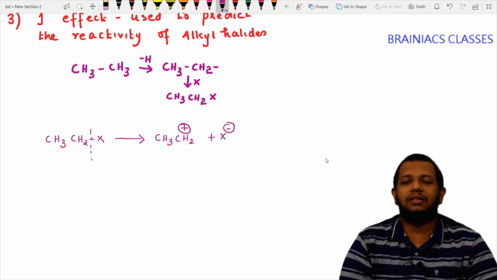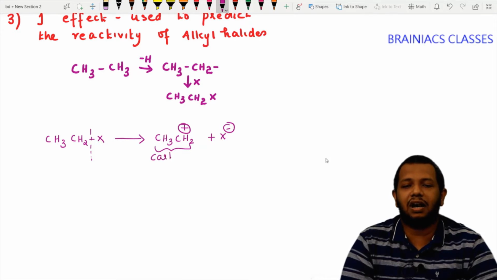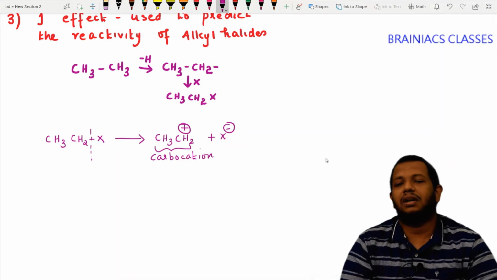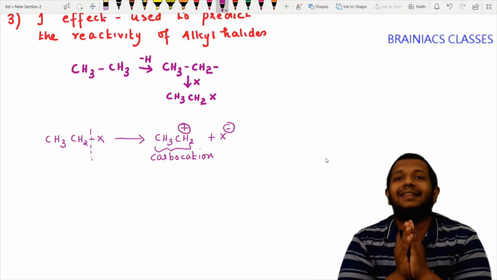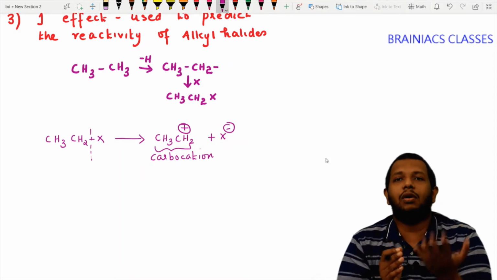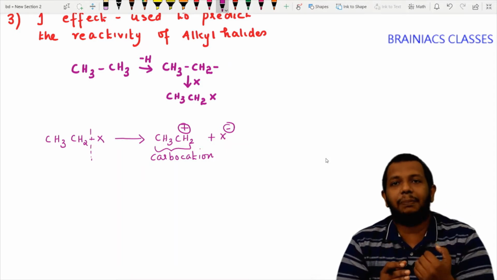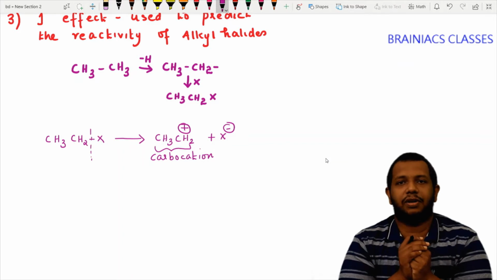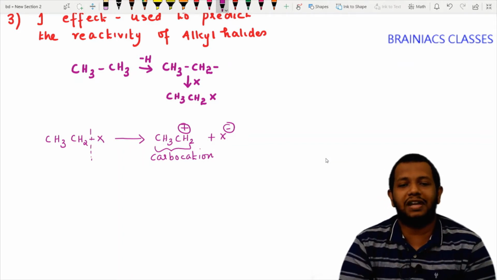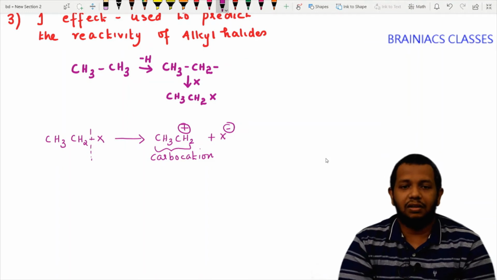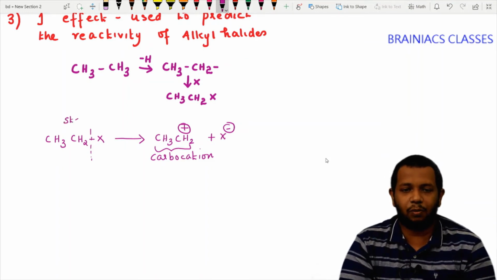Now if you see this intermediate, you know that it is a carbocation. If this carbocation is stable, then only it will stay in the reaction medium. If it is not stable, this reaction will not even proceed. So I can say this is step 1.